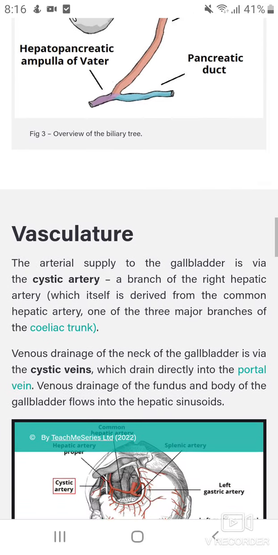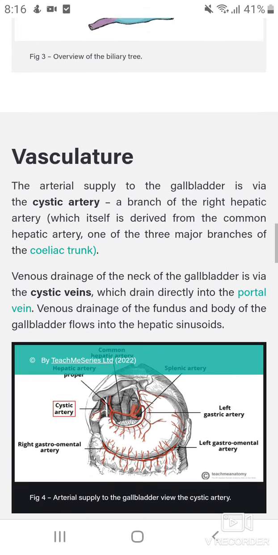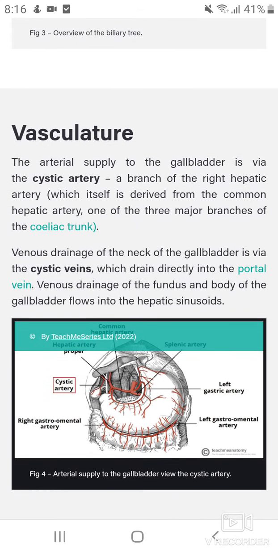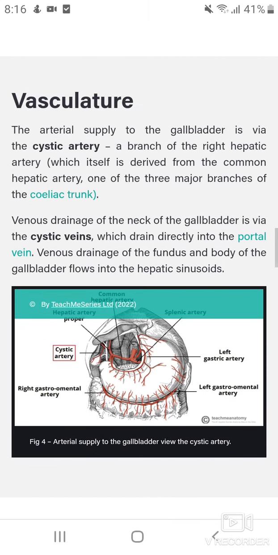The arterial supply to the gallbladder is via the cystic artery, a branch of the right hepatic artery, which itself is derived from the common hepatic artery, one of the three major branches of the celiac trunk. Venous drainage of the neck of the gallbladder is via the cystic veins which drain directly into the portal vein. Venous drainage of the fundus and the body of the gallbladder flows into the hepatic sinusoids.